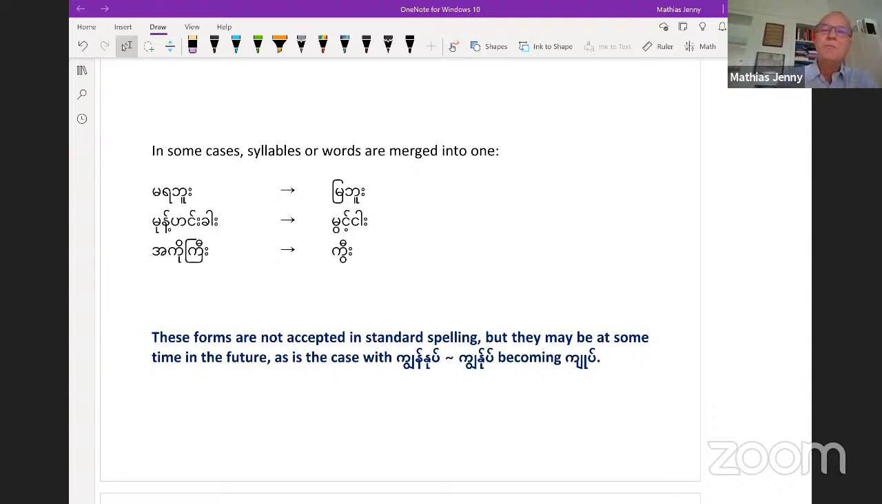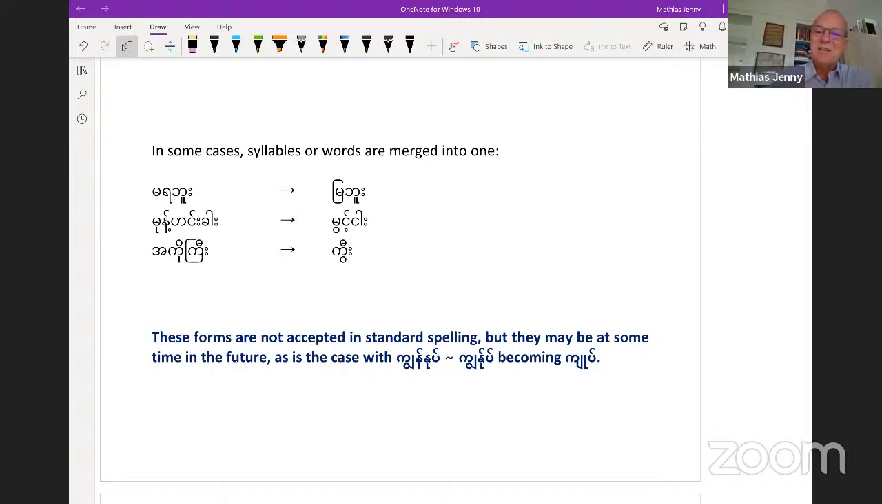So mayawu is pronounced colloquially as miawu, and also written colloquially sometimes as miawu. The favorite breakfast dish, mohinga, is pronounced as muinga. Agoji as gui. So this is colloquial, spontaneous shortening that just happens when you speak fast. This is normal.